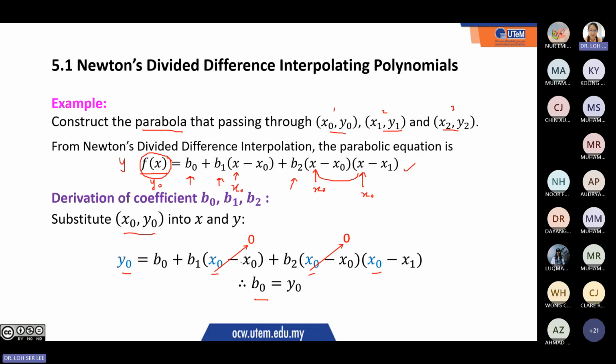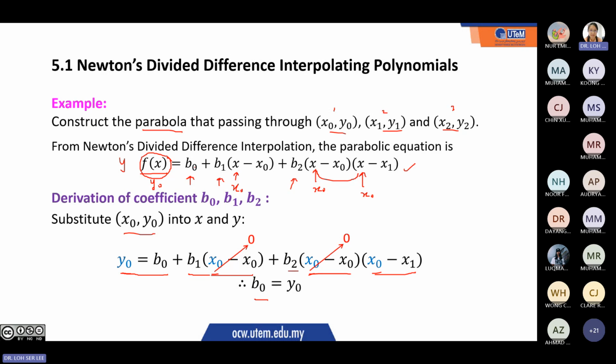Then here we find that x0 minus x0 equals 0. This is also equal to 0. 0 multiplied by this one and this one is still 0. 0 multiplied by B1 is 0. So this term is 0, and the third term is also 0. So your y0 is actually equal to B0. We have only this. That's why B0 equals y0.